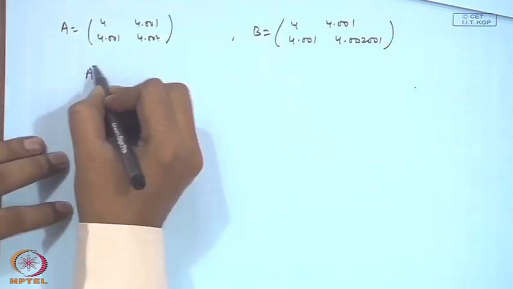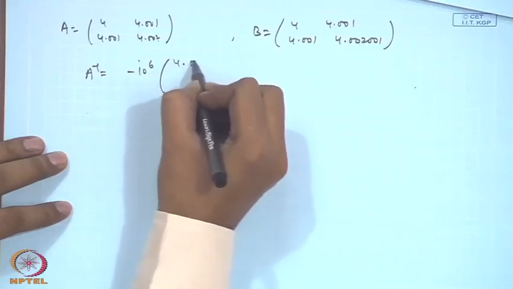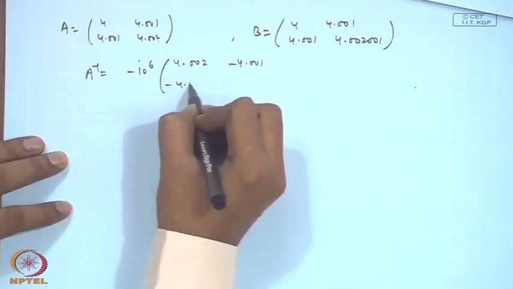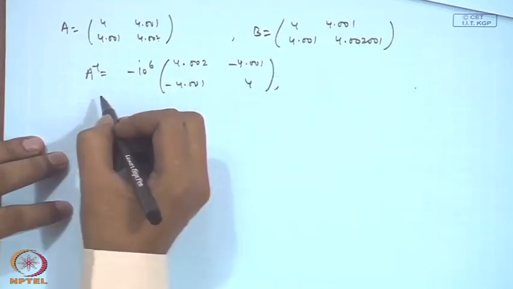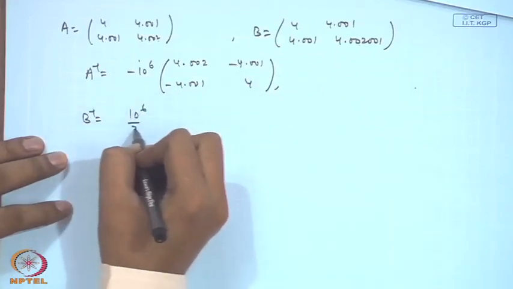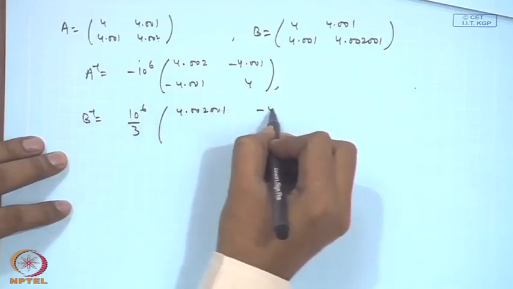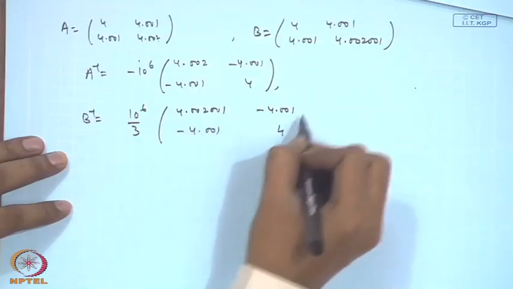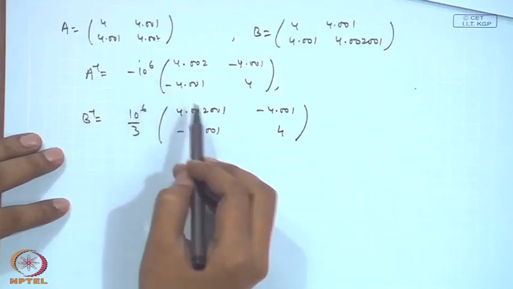Let us look at, say, A inverse. A inverse is equal to minus 10 to the power 6, 4.002, minus 4.001, minus 4.001, 4. And if I look at B inverse, then that is equal to 10 to the power 6 by 3, 4.002001, minus 4.001, minus 4.001, and 4. So, you can see that there is a dramatic change in the value here.